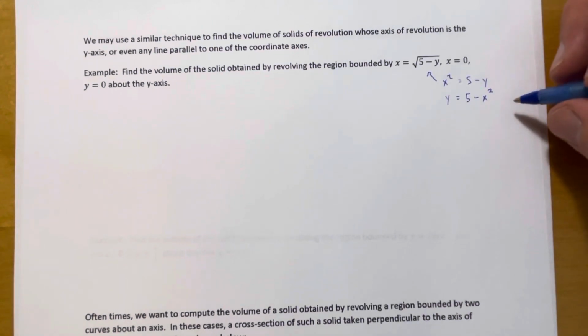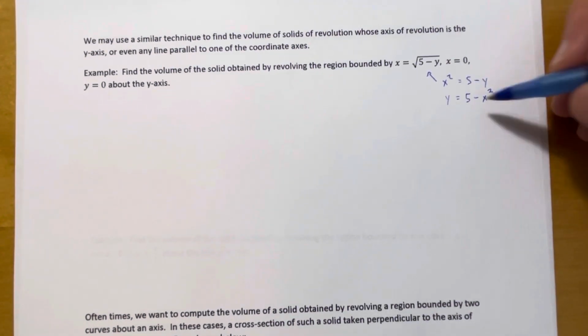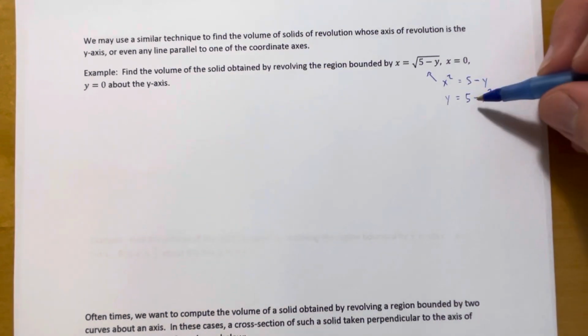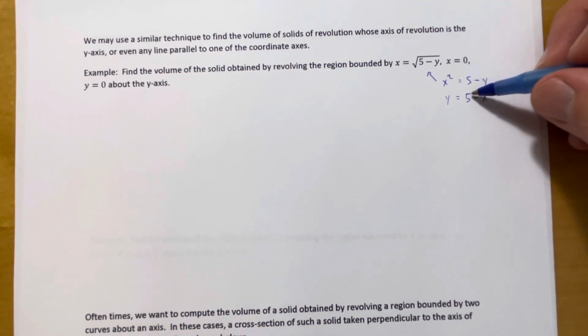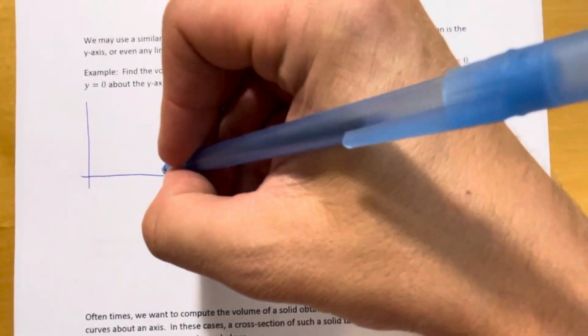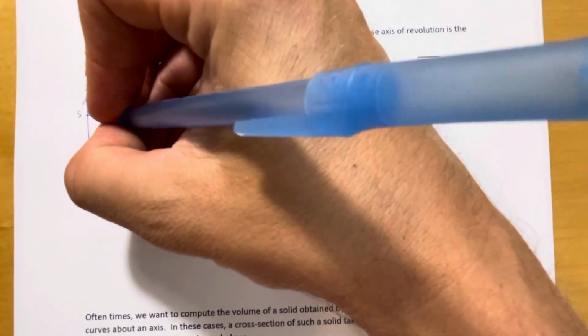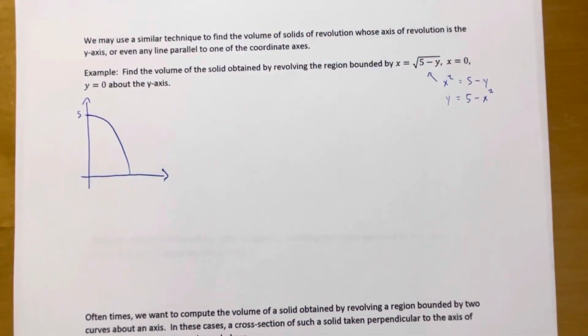However, we do need to be very, very careful here, because if I were to just graph this thing, I can see that it would look like a parabola, which has a vertex at 5 on the y-axis and opens downward because of that minus sign right there. However, I don't want the entire parabola. I only want this half of it right here.